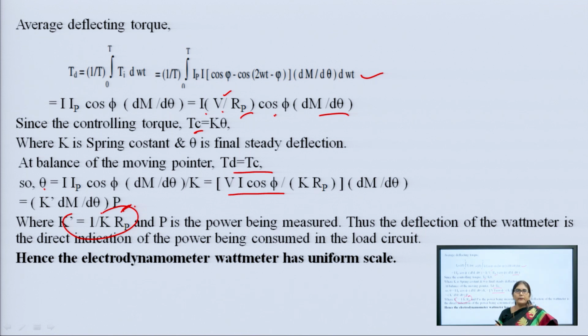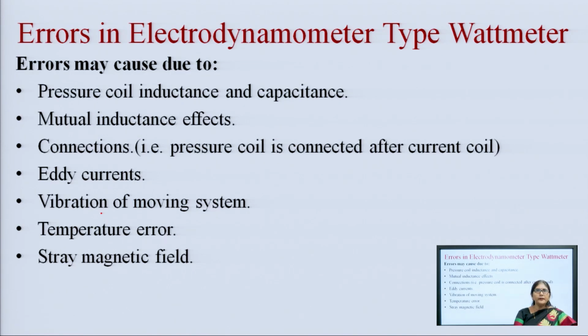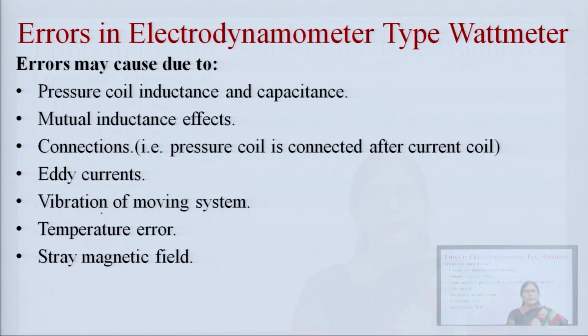So, P is the power, and by this instrument the deflection is proportional to the power measured, and this instrument has a uniform scale approximately from the middle, for about 40 degrees plus minus. So, now the errors in electrodynamometer type instrument.